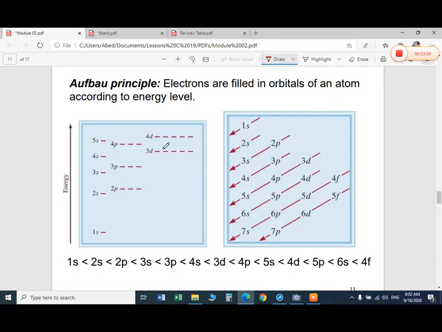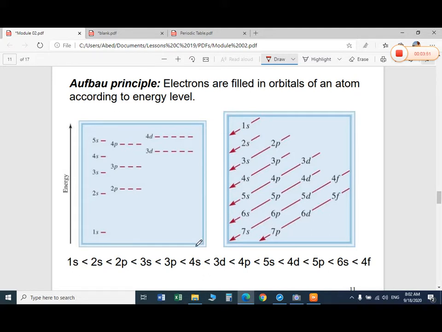And this diagram is represented in another method. This is simpler, and you might be familiar with this. So I am reading this according to the energy level. The first is 1s, 2s, 2p, 3s, 3p, 4s, 3d, 4p, 5s, 4d, 5p, 6s, 4f, 5d, 6p, 7s, 5f, 6d, 7p. So these are written in sequence in the energy level way. 1s is the lowest energy level, and the last one here is 7p, the highest energy level orbital.